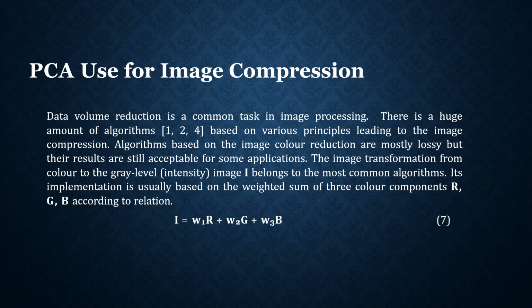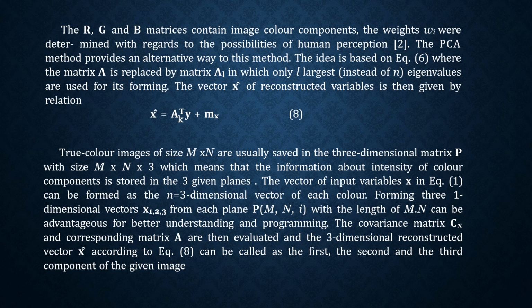Its implementation is usually based on the weighted sum of the three color components R, G, B according to the relation I equals W1 R plus W2 G plus W3 B. The R, G, and B matrices contain the image color components. The weights Wi were determined with regard to the possibilities of human perception. The PCA method provides an alternative to this method. The idea is based on equation 6, where the matrix A is replaced by matrix A1, in which only the one largest eigenvalue is used for its forming. The vector x of reconstructed variables is then given by the relation.